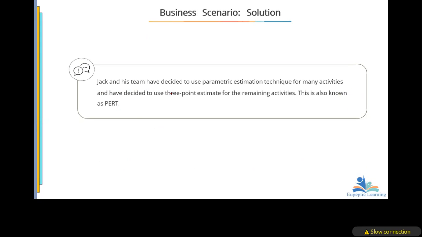Jack and his team have decided to use the parametric estimation technique for many activities, which you said, and then have decided to use 3-point estimate for the remaining activities. This is also known as PERT, Program Evaluation Review Technique. So yes, I'm sure about the name, but let's see going forward. So that is basically it. So you look at the information there, and then you know what it is.